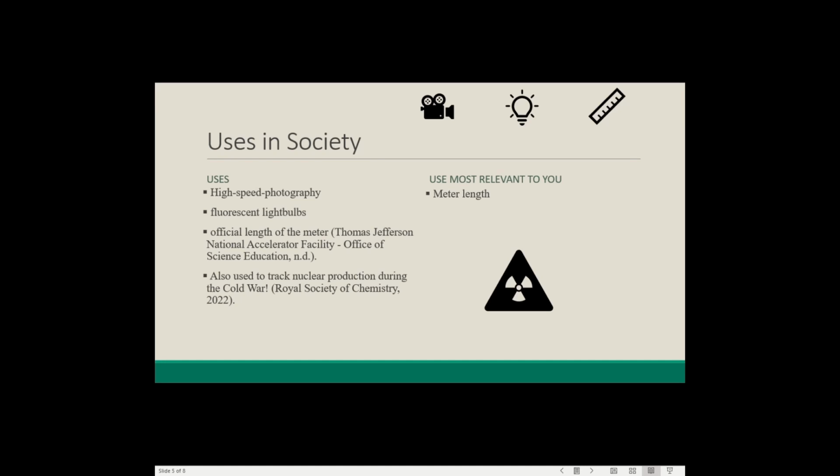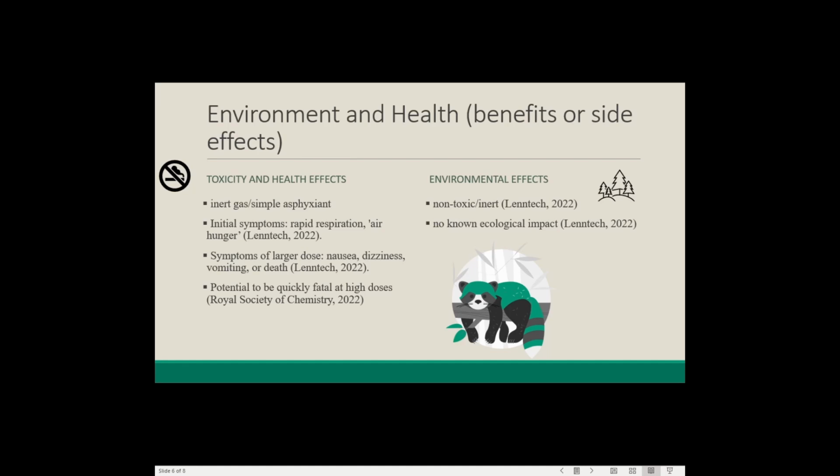system for measurements. In terms of health effects, krypton is known as an inert gas and a simple asphyxiant. These limit the amount of oxygen intake as concentrations increase. The first symptoms would be rapid respirations and air hunger. Inhaling large amounts of krypton can result in nausea, dizziness, vomiting, or death.